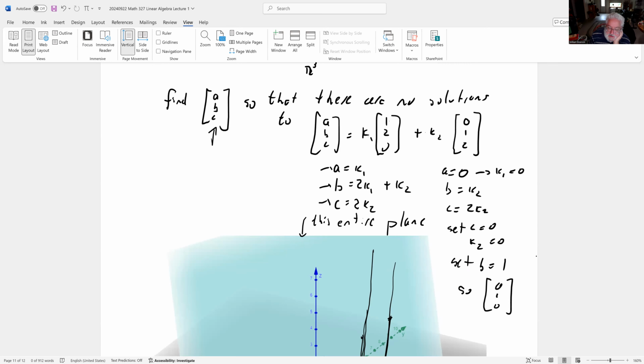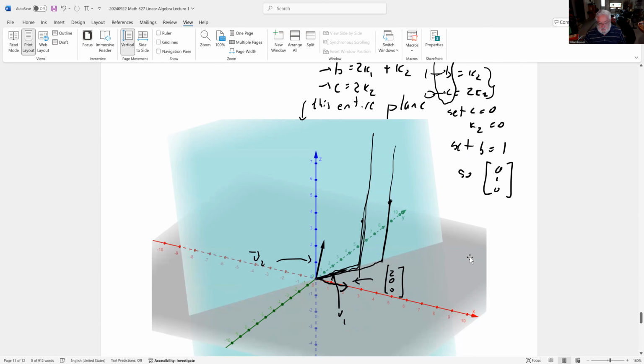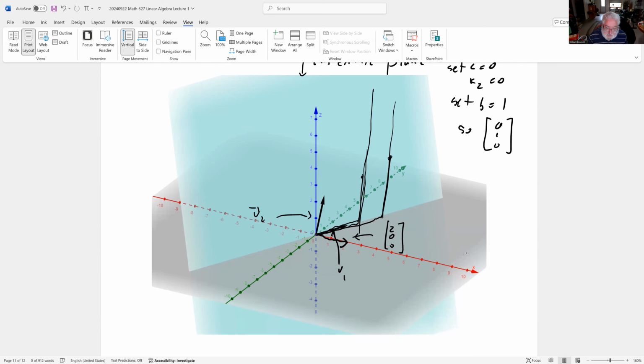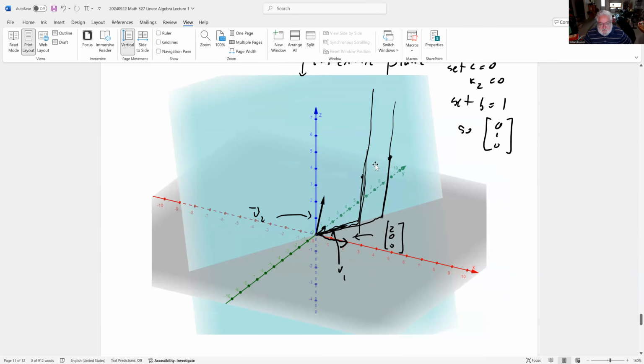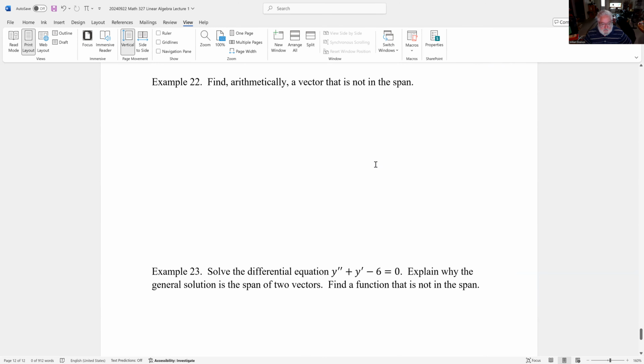0, 1, 0 has no solutions, right? Because we're allowed to choose these. And if we choose this is 0, this is 1, and this is 0, then we get a contradiction here. So 0, 1, 0, in this case, is this vector along the y-axis, and that's not in the span. It doesn't lie in that plane. So dealing with spans means solving a lot of equations.